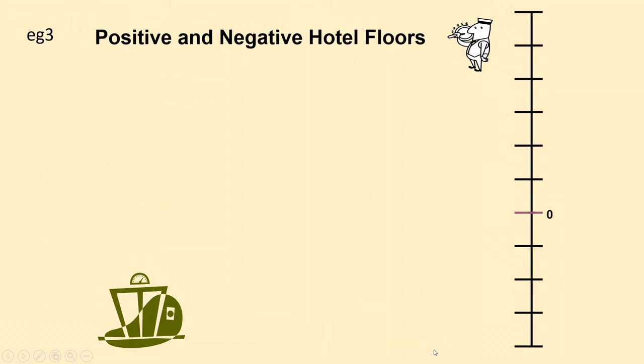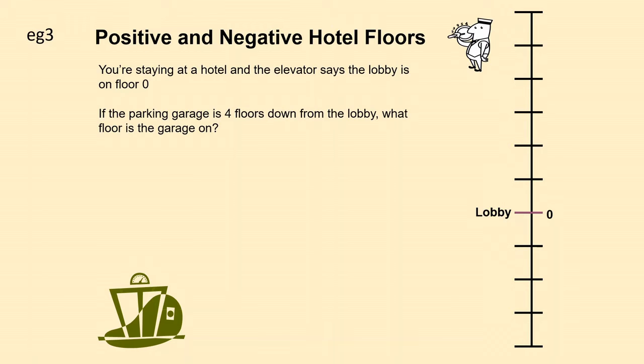Let's go on to a positive and negative word problem here. Now we're talking about the floors on a hotel. Assume that you're staying at a hotel and the elevator says that the lobby is on floor 0. If the parking garage is 4 floors down from the lobby, what floor is the garage on? Well, here's my lobby, it's at 0, and if I go 4 floors down, 1, 2, 3, 4, there's my parking garage. What is that number, that integer value that is 4 below 0?